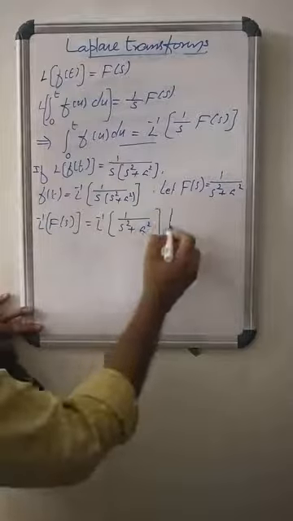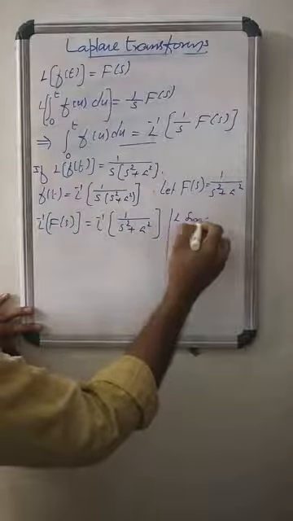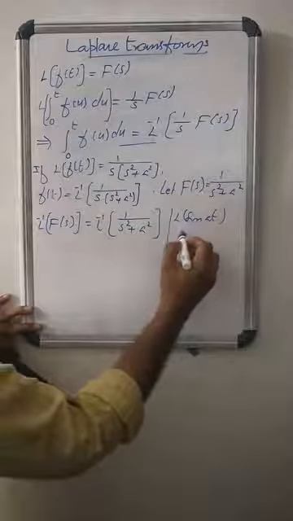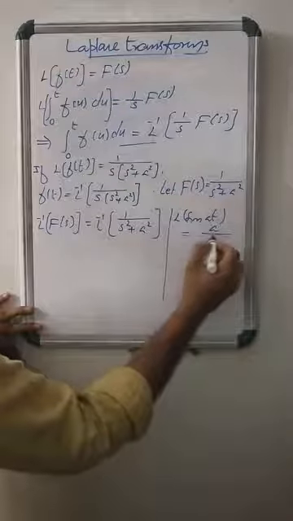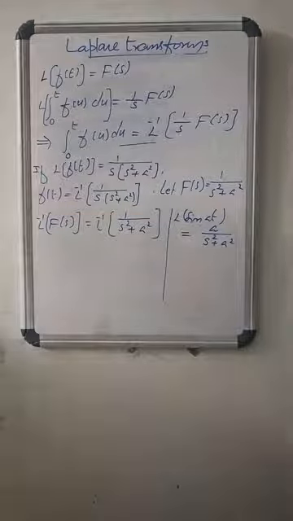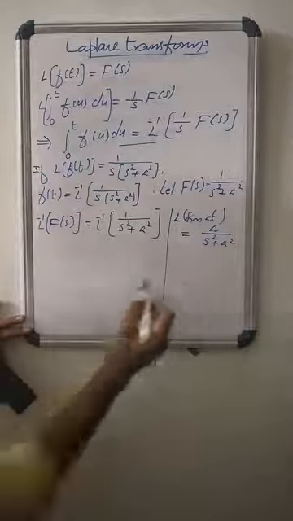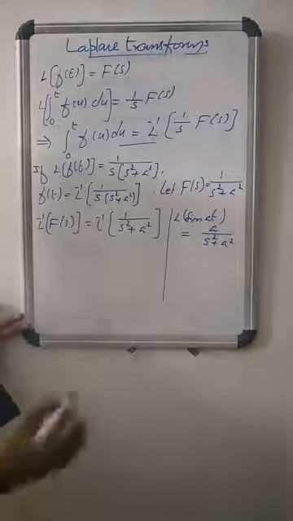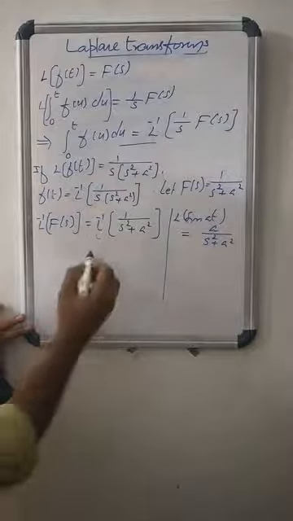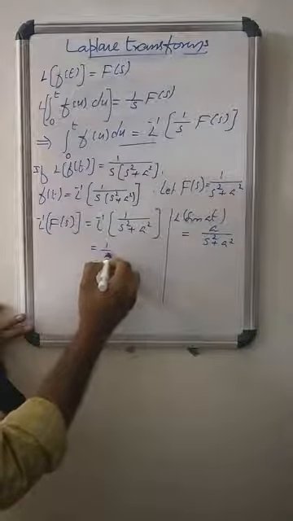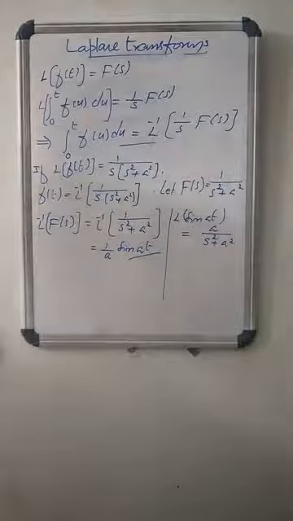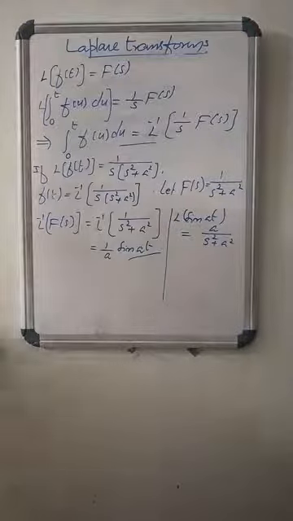What is L inverse of 1/(s² + a²)? The standard results are important. Using the standard result, L{sin at} is a/(s² + a²). Therefore, L inverse of a/(s² + a²) is sin at. But here it is L inverse of 1/(s² + a²). So L inverse of 1/(s² + a²) is 1/a times sin at.